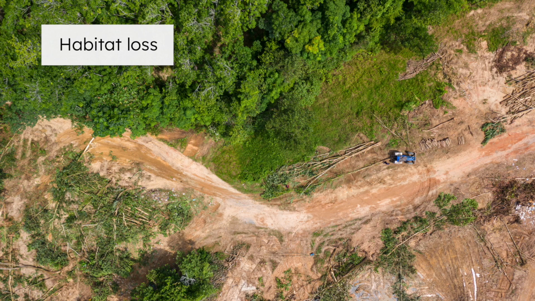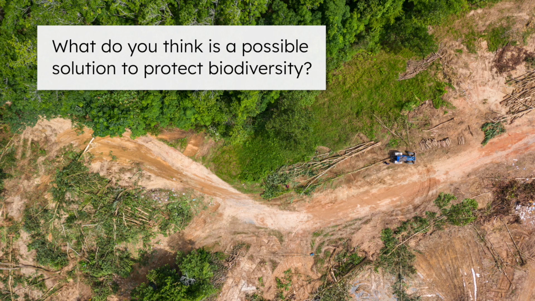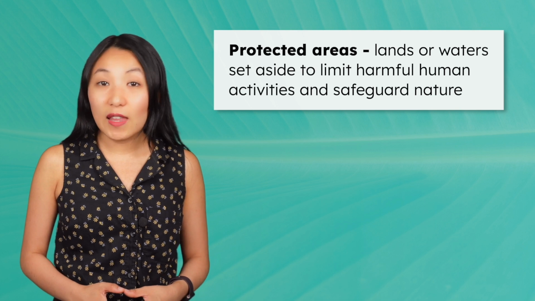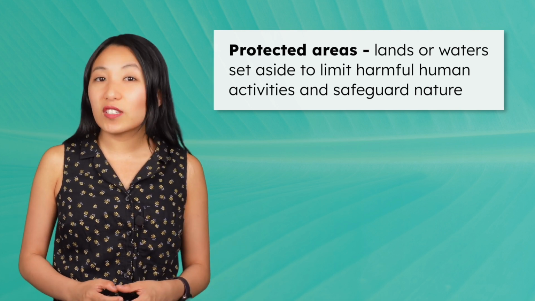In our last lesson, we learned how human activities impact biodiversity. Do you remember what the largest threat to biodiversity is? Habitat loss, usually caused when humans change land to suit our needs. With this in mind, what do you think is a possible solution to protect biodiversity? If we can prevent habitats from being destroyed, we can also protect biodiversity. That's the idea behind protected areas, lands or waters set aside to limit harmful human activities and safeguard nature.